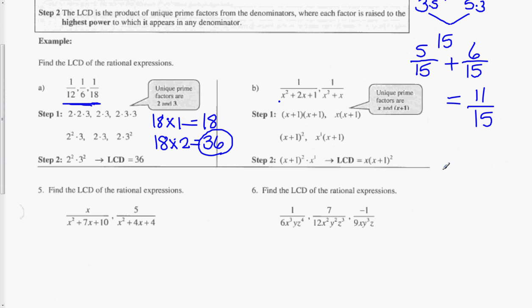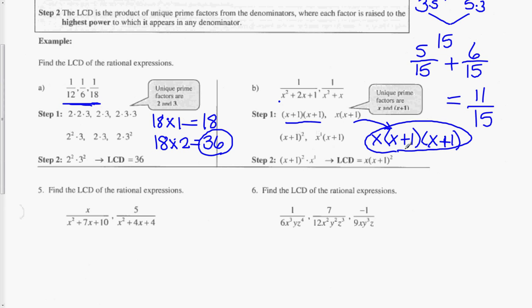Now, in my LCD, I have to have every parentheses, every factor represented. So what I do is I will write down whatever I have in the first fraction. It doesn't matter what's in that denominator. I know it's got to be in there. In this case, I have an x plus 1 and an x plus 1. In the second denominator, I have an x by itself and an x plus 1. So I need an x by itself in my LCD. The x plus 1 that's in that second fraction is already represented with one of these x plus 1s that I have. So then that would make my LCD.